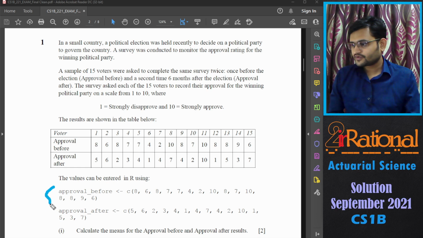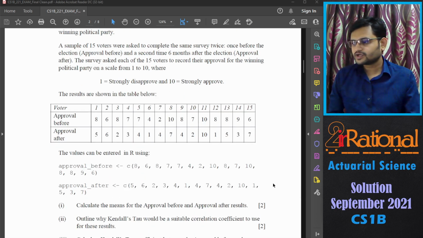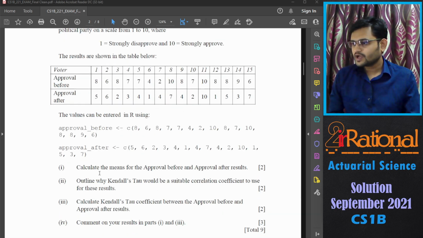So we have these values given to us. We can directly copy and paste them. And let's see the first question. We have to calculate the mean for the approval before and approval after the result. Outline why Kendall's tau would be a suitable correlation coefficient to use for these results, and then calculate the Kendall's tau coefficient between the approval before and approval after result, and comment on your result in part 1 and part 3.